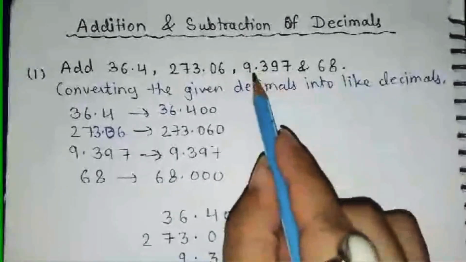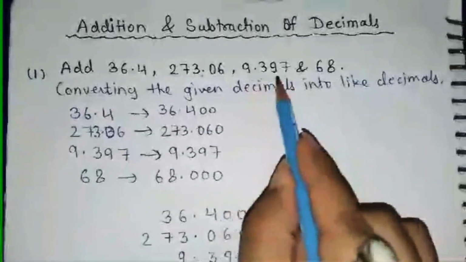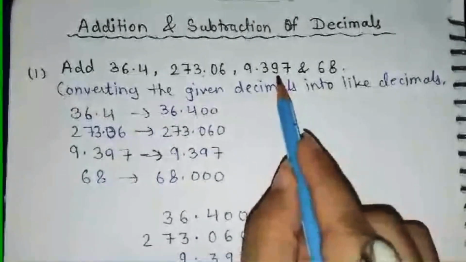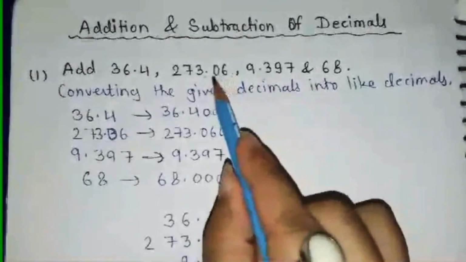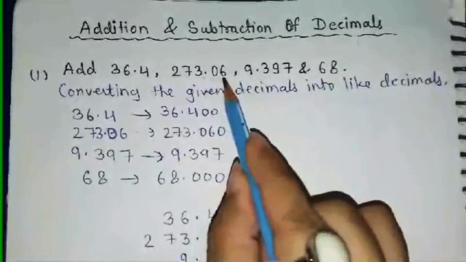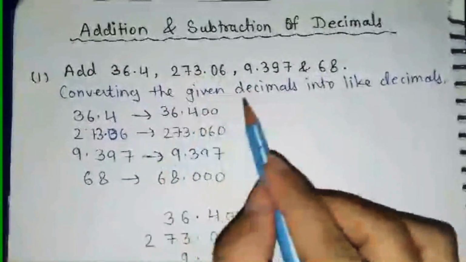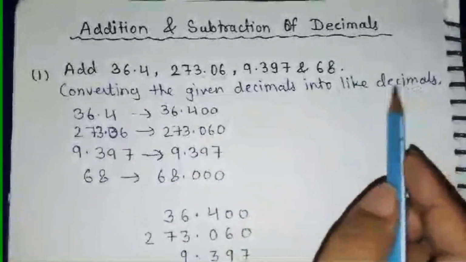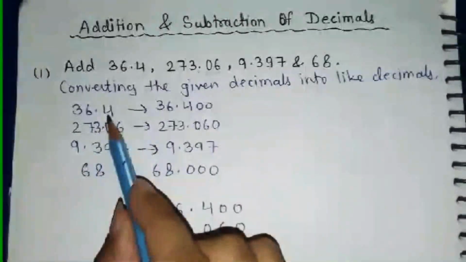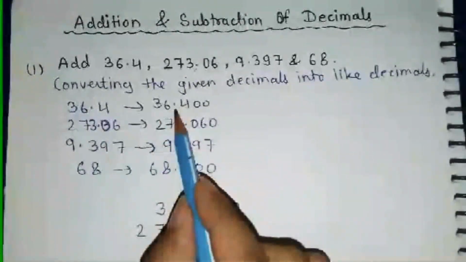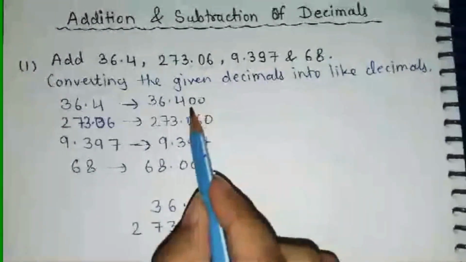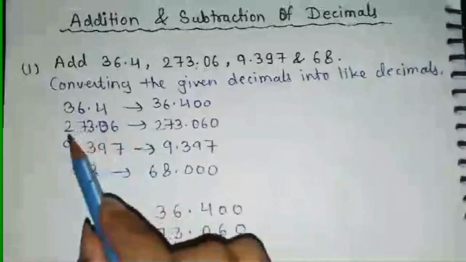So here the maximum number of decimal places is 3, and in the other numbers the number of decimal places is 2 and 1. So we convert all the decimals into like decimals. 36.4 converts into 36.400. Here we put 00 in the decimal part.